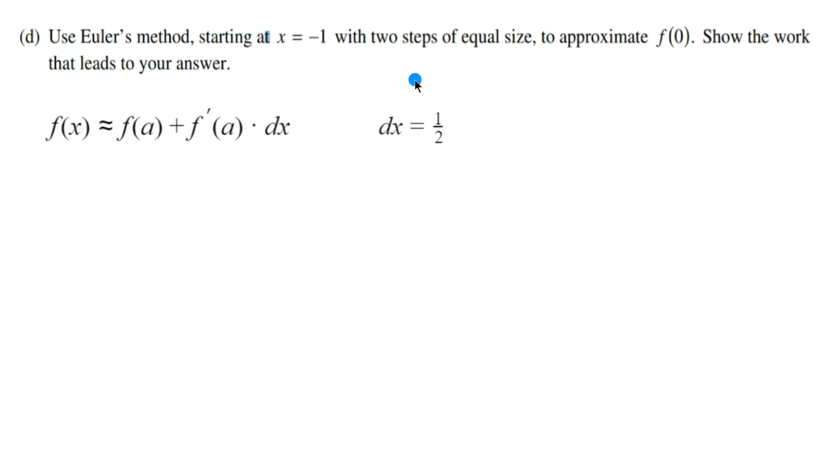The only thing you need to be careful about is making sure that you know when your delta x is positive and when it's negative. So in our case here, we start at x equals negative 1 and approximate f of 0. So we're traveling from negative 1 to 0, which is in the positive direction, and so we know our change in x is positive. But conversely, if we were traveling from x equals 0 to approximate f of negative 1, we're going in the negative direction, which means that our delta x is negative.